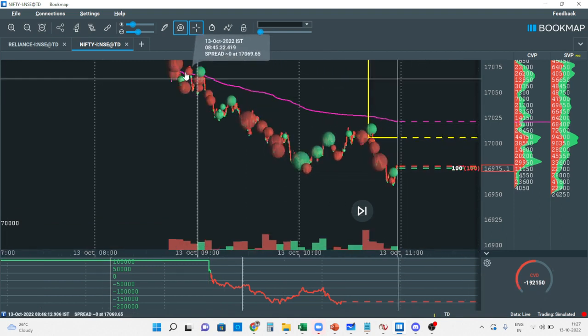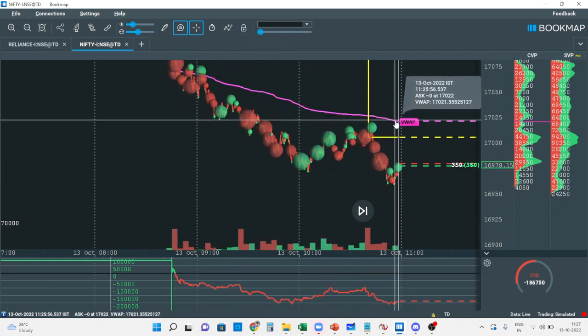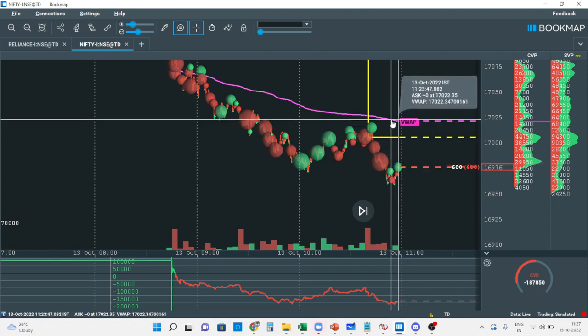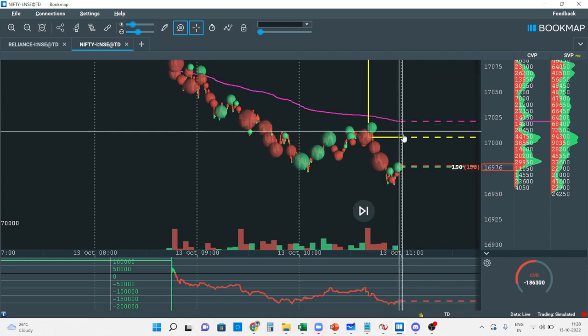The pink line you're seeing here is the VWAP level. If you keep your cursor over there, it shows that it is VWAP. On a trend day, the VWAP obviously will not get tested. So VWAP is one level you can always monitor. In fact, if you're an order flow trader, you have to give more importance to that. I'll tell you why.